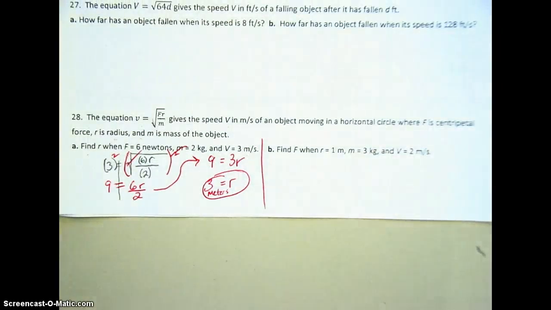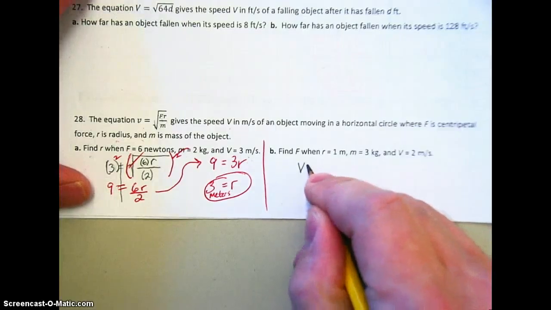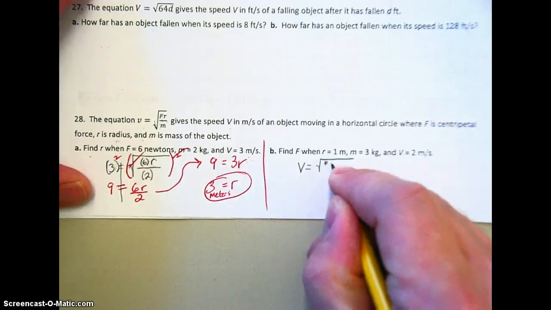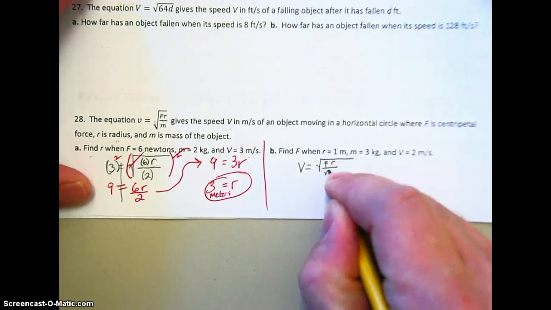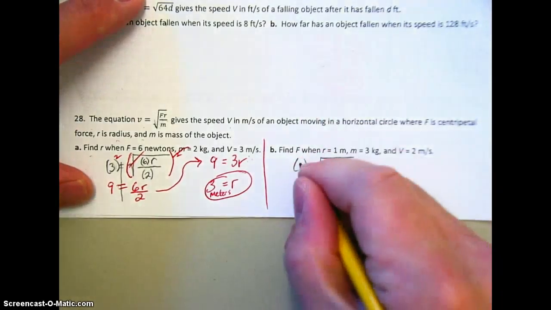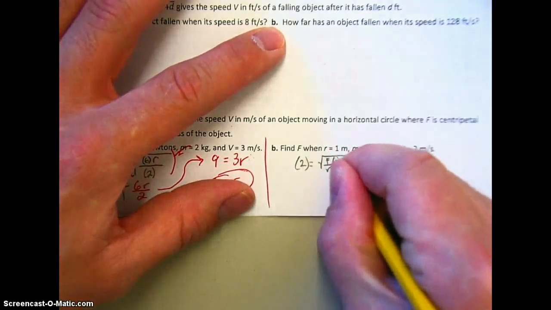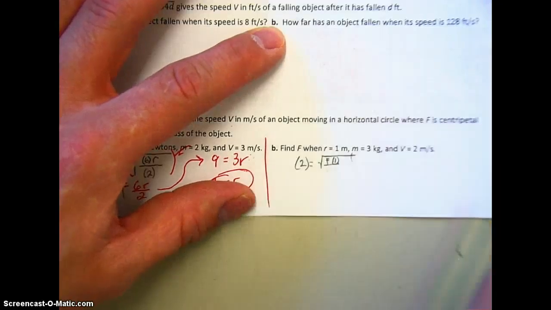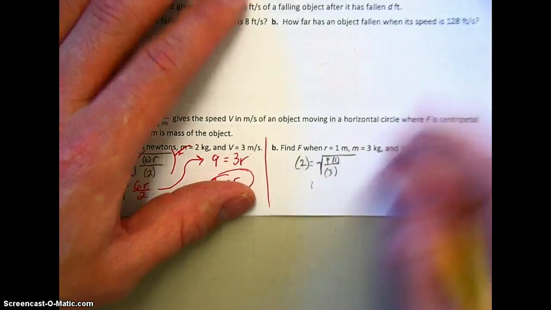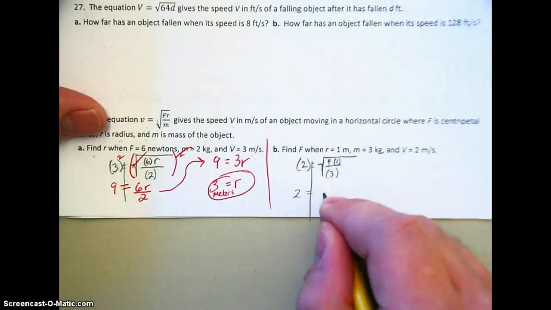B. Okay, here we go. This time we're finding F. Need your attention back up here. So velocity equals the square root of F times R all over M. And this time we're replacing velocity. Velocity here is 2. We're replacing R. R is 1. And it's 1 meter, so we were right on our measure earlier, as Charlie pointed out. And M is 3. Okay? So we have 2 equals the square root of 1F over 3.